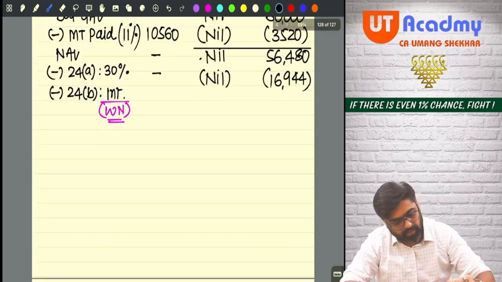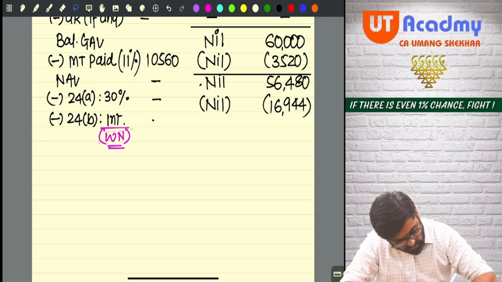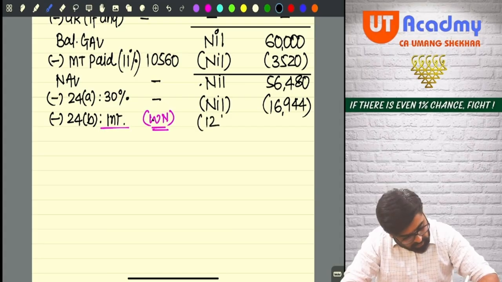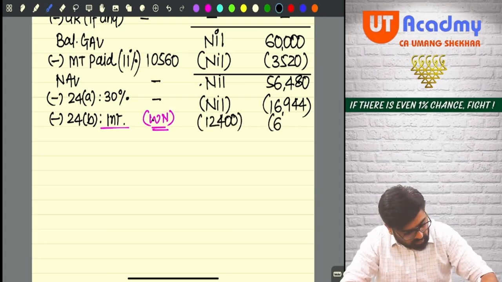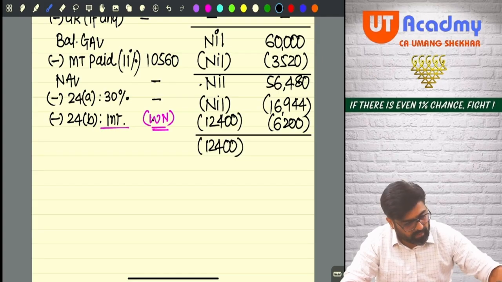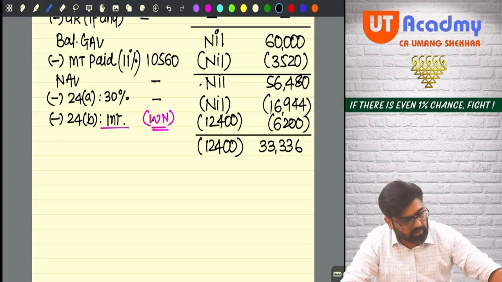So from SOP, can I claim? Now this working note, this stuff I will shift here. Now 12,400 from here and 6,200 from here. Tell me, negative 12,400 and 56,480, 30% will be 16,944, minus 6,200 will give me 33,336 positive.